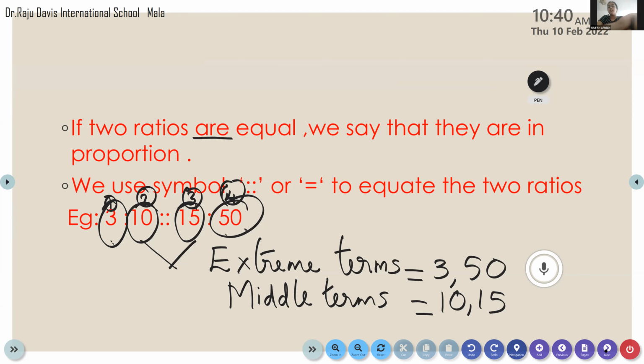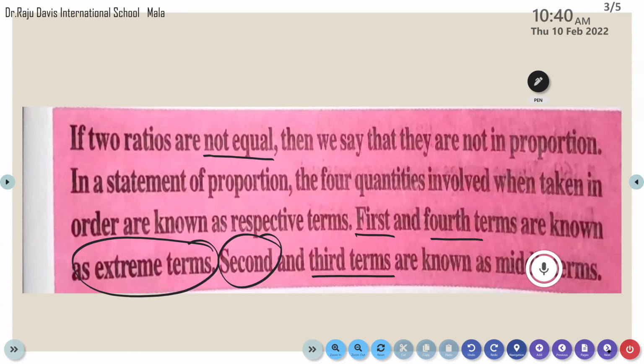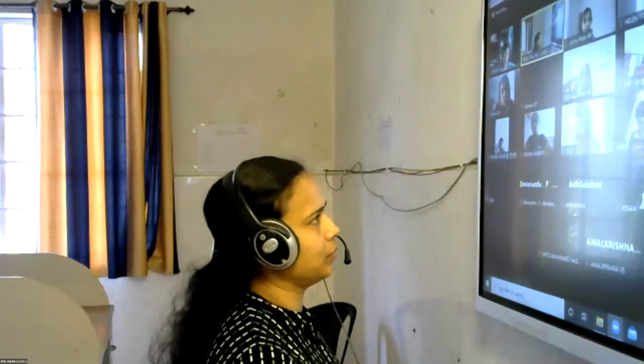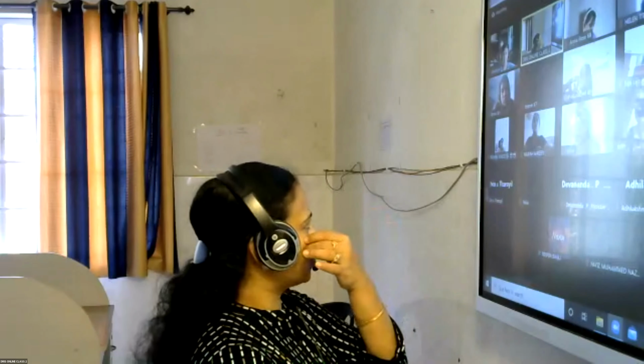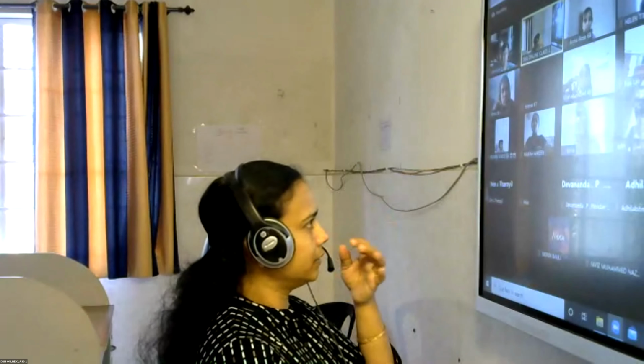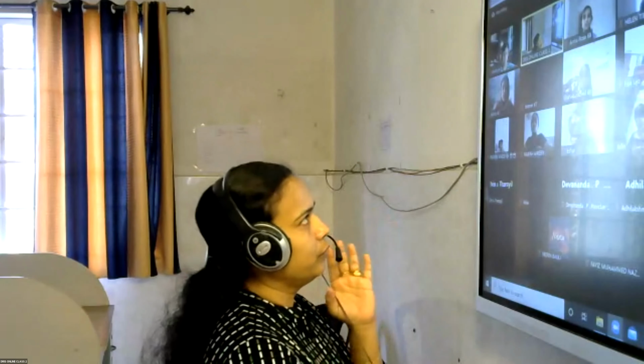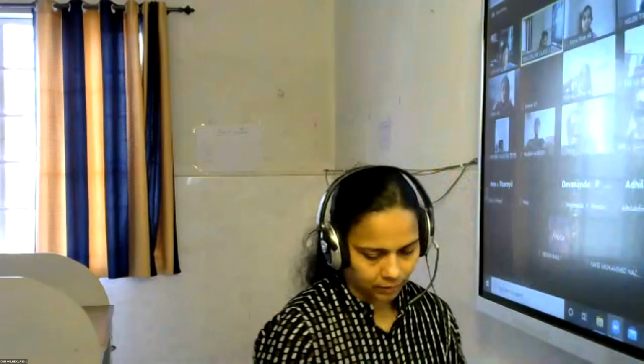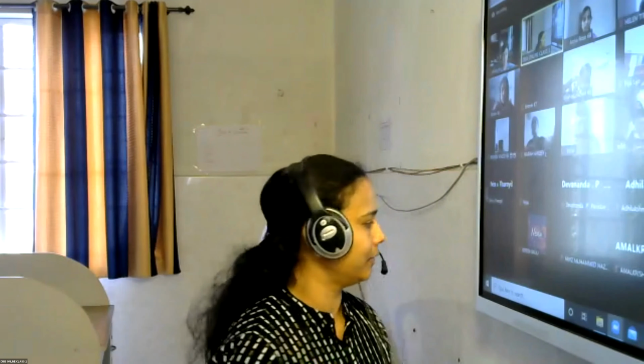Now children, the middle terms, the second and third, can also be called means. That we'll learn later. Now just listen to what the extreme terms and middle terms are. We will learn like this now. First be thorough with that, then we will learn extra.